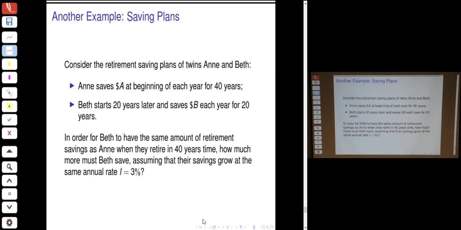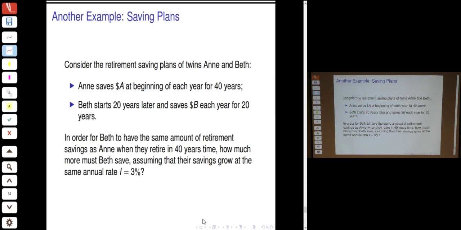So Anne saves $A at the beginning of each year for 40 years. Beth starts 20 years later and saves $B each year for 20 years. In order for Beth to have the same amount of retirement savings as Anne when they retire in 40 years' time, how much more must Beth save, assuming that their savings grow at the same annual rate, I equal to 3%.